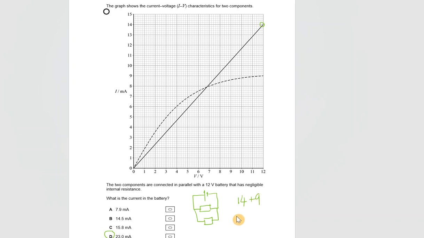So really simple question this. The total current, or the current through the battery, is 23 milliamps. The answer is D.